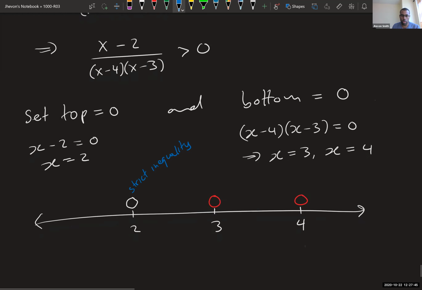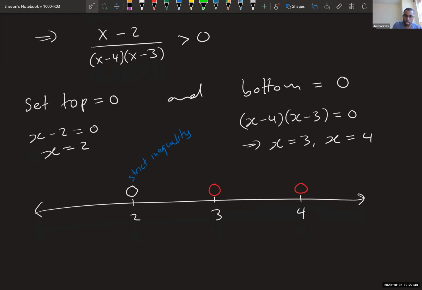Now, in between, what we're going to do is test. So I'm going to plug in random numbers. I can plug in like a 0 over here, I can plug in like a 2.5 over here, I can plug in like a 3.5 over here, and I can plug in like a 5 over here. And we're going to test this in x minus 2 over x minus 4, x minus 3. Right now I only care about the signs, so I don't particularly care about even the values.